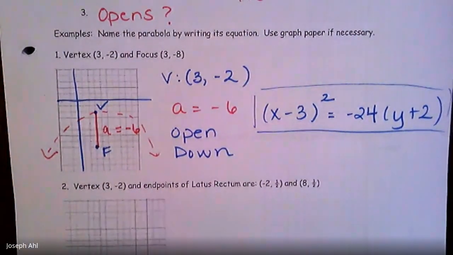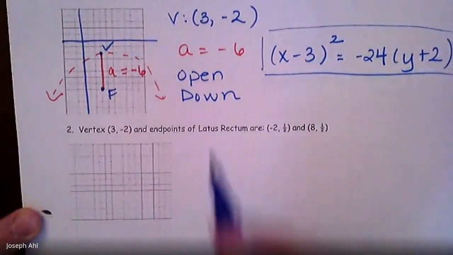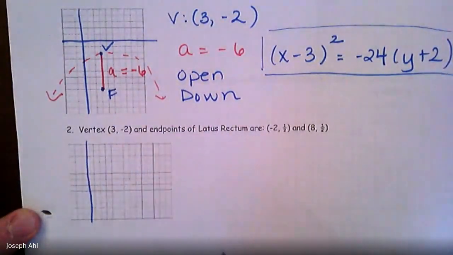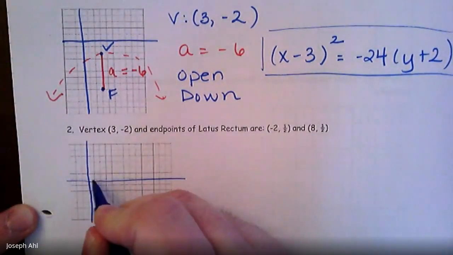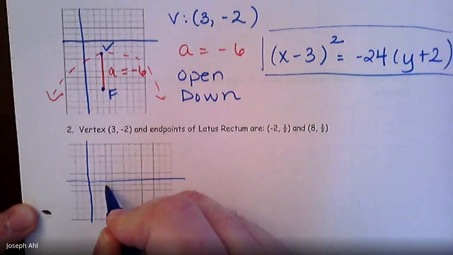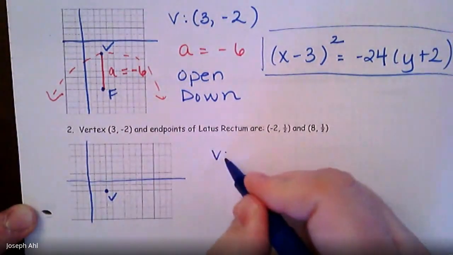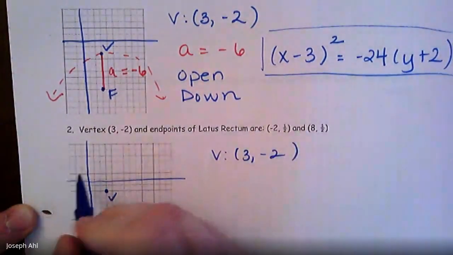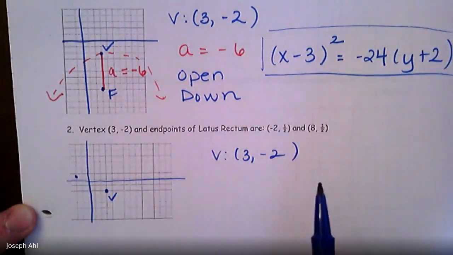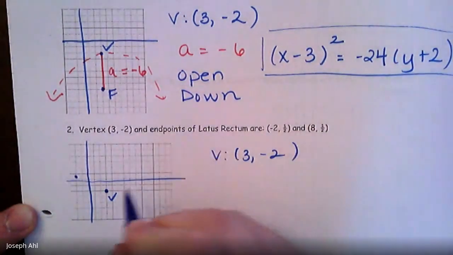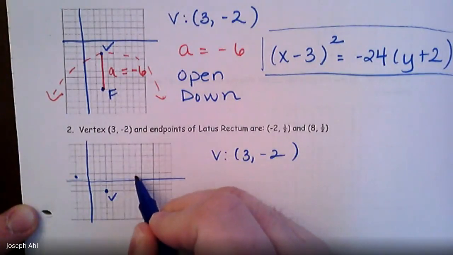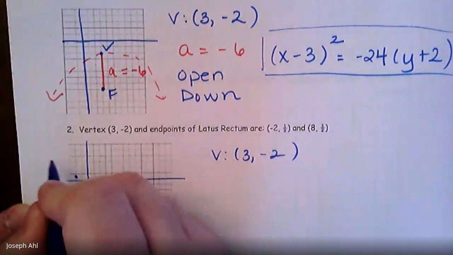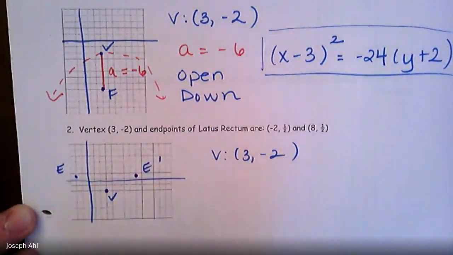In the next one, we know the vertex and we know the ends of the LR. So the vertex actually is the same coordinate as it did in the last one. Let's see. So we're at 3, -2 again. So we can check that off the list. And we've got -2, +1/2, and then 8, +1/2. So let's see, that would be 5, 7, 8. That would be over here. Those are the ends of the LR. And from the homework, you know, if you want to label those as E and E prime to denote that, that's sort of up to you.